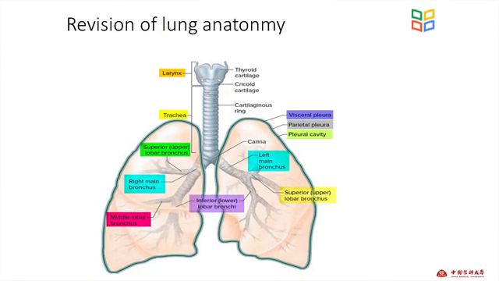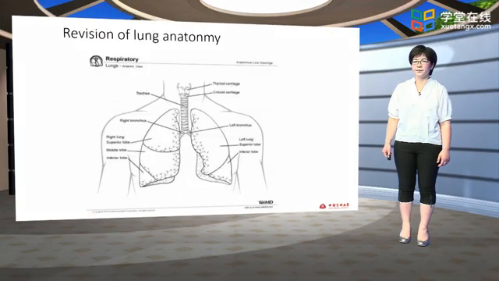When you start the auscultation, you need to know the lung anatomy. You want to use auscultation to find out what is wrong with the patient's lungs, maybe inflammation, COPD, or asthma. So this is our lungs. We have the larynx, trachea, and the two lungs.